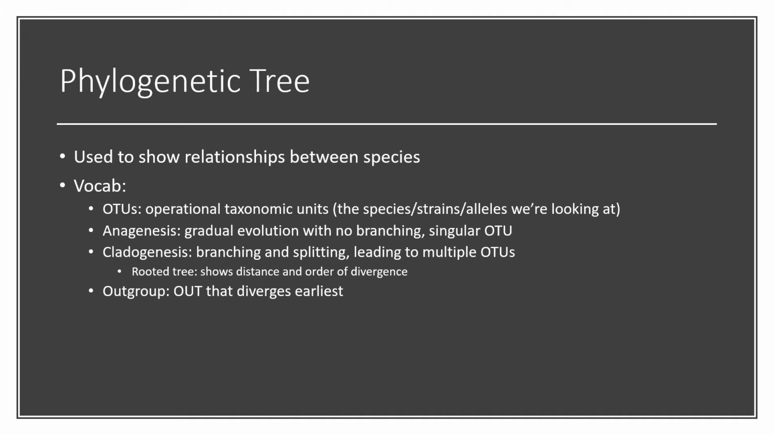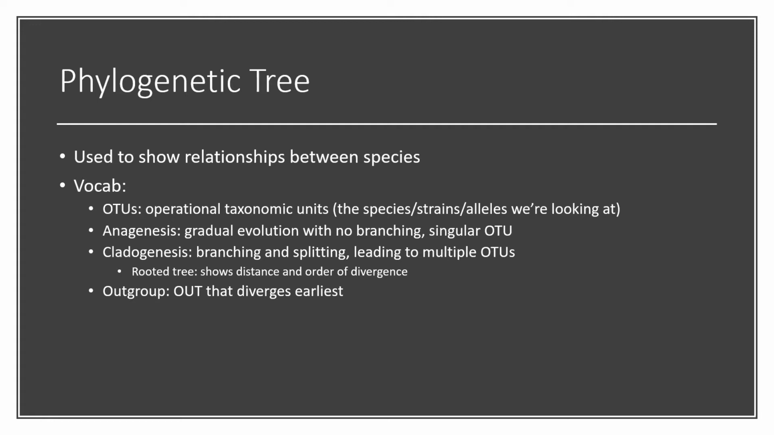Anagenesis is gradual evolution. There won't be any branching and it will be one singular OTU. We're not going to look at that. What we're going to be looking at is an example of cladogenesis, where there is branching on the tree and splitting that leads to multiple different OTUs.